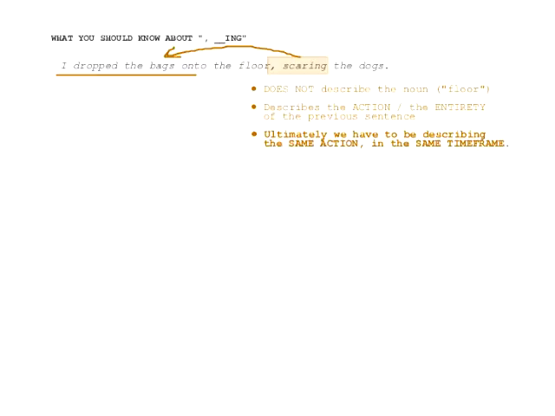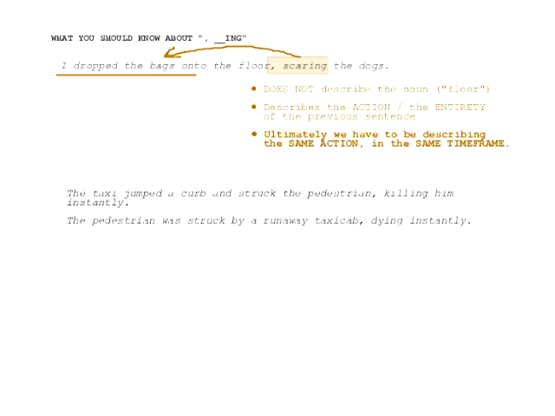So let me give you two more examples that should really clarify this. If you say this: the taxi jumped the curb and struck the pedestrian, killing him instantly. Or the pedestrian was struck by a runaway taxi cab, dying instantly. These are correct sentences.